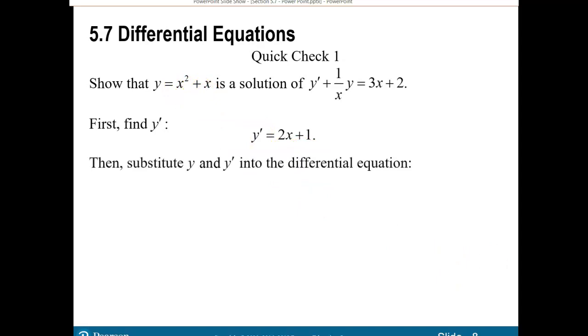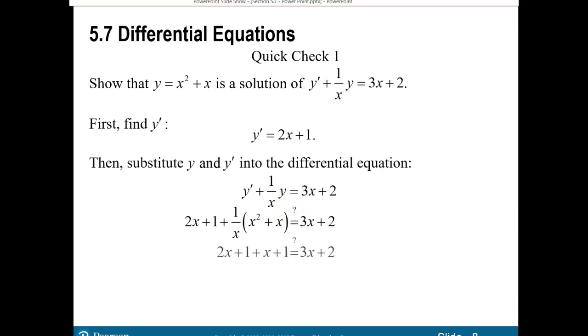Now we're going to substitute. So we substitute 2x plus 1. Right, they're just rewriting it first. So we're going to plug in our 2x plus 1 for y prime, plus the 1 over x would stay. This was y. We were given that. Equals, we put a little question mark because we're going to check to see if they're equal, and then the other side doesn't have a y, so it stays as 3x plus 2.